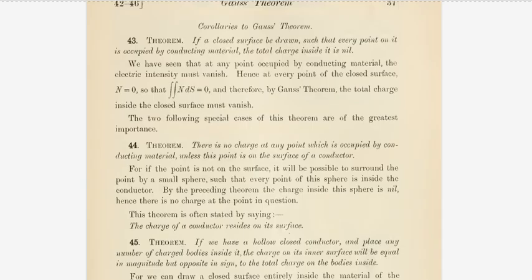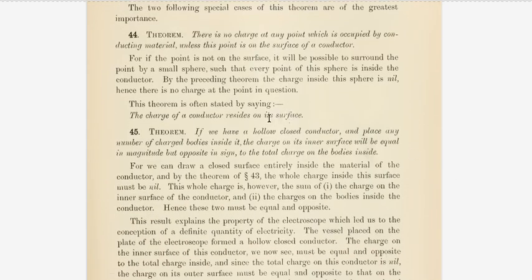44. Theorem. There is no charge at any point which is occupied by conducting material, unless this point is on the surface of a conductor. For if the point is not on the surface, it will be possible to surround the point by a small sphere, such that every point of this sphere is inside the conductor. By the preceding theorem, the charge inside this sphere is nil, hence there is no charge at the point in question. This theorem is often stated by saying, the charge of a conductor resides on its surface.